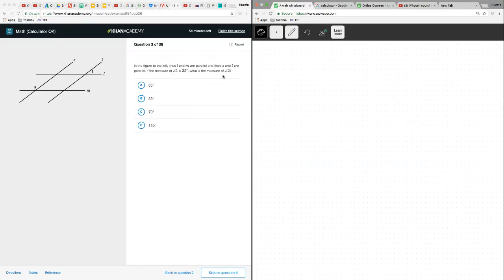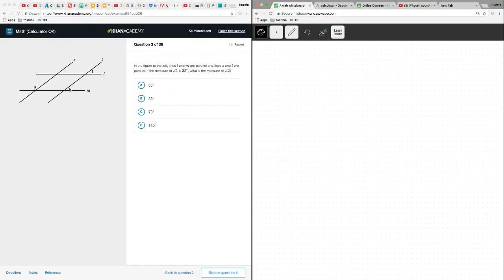Lines L and M are parallel, S and T are parallel. If the measure of angle 1 is 35, what is the measure of angle 2? So we can do some cool stuff here. Basically, angles 1 and 2 are supplementary. That's what's really happening. And I can kind of show you why that is. If we take angle 1 and this angle down here, they're corresponding angles.